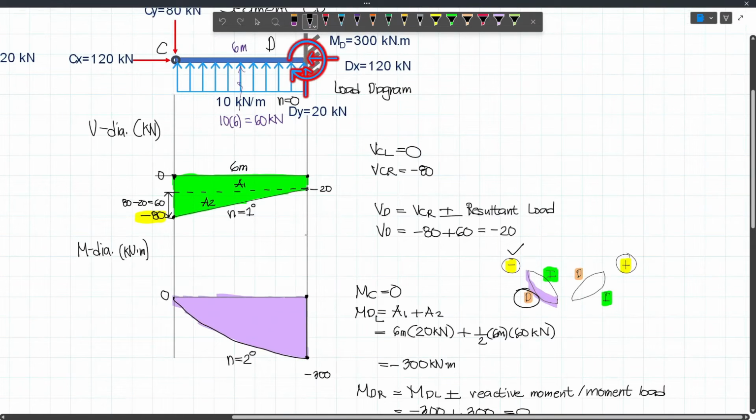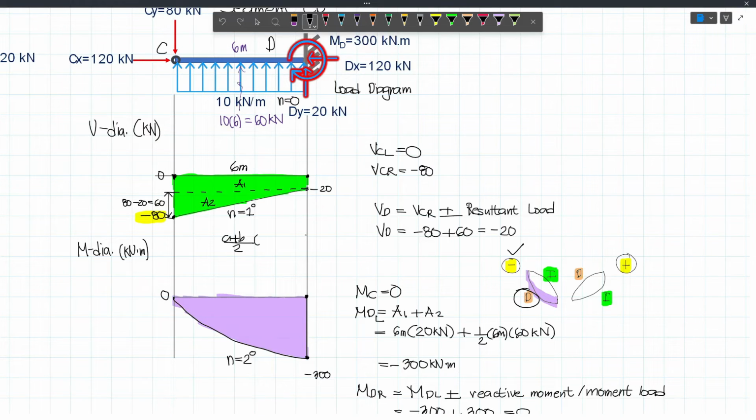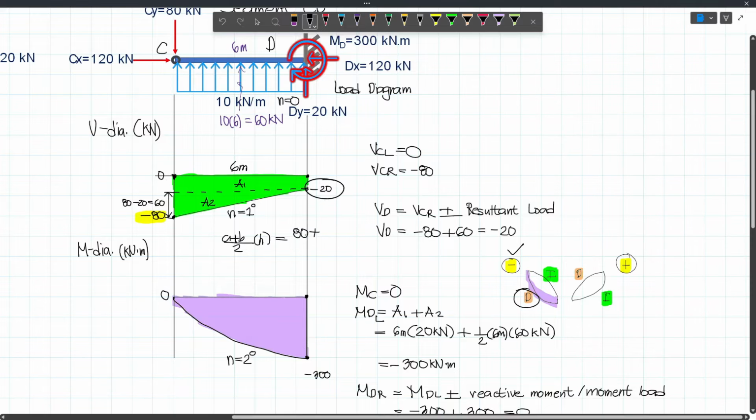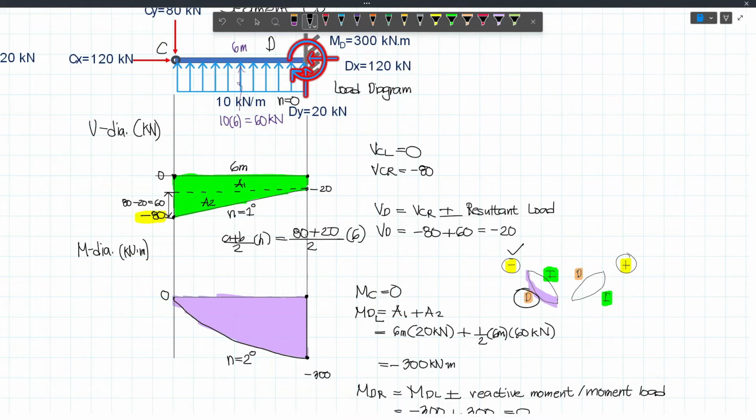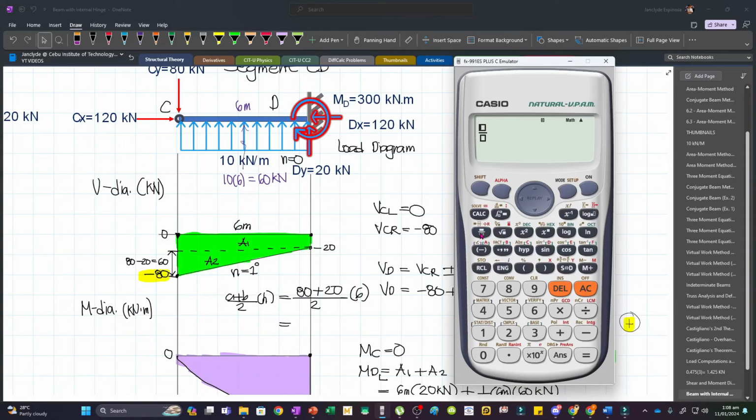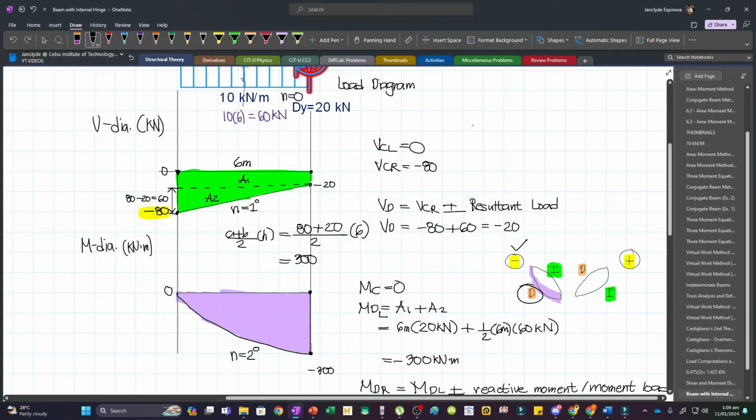Now again, an alternative solution to this one will be (a plus b) over 2 times the height. And then our a will be 80, and then our b will be 20, divided by 2, and then this will be our height. Again, just imagine that we are rotating the trapezoid. And so this will still give us 80 plus 20, over 2, times 6, that will give us 300. Now, as you can notice, this formula is more efficient. But again, I'm just showing you this one para meron kayong alternative.